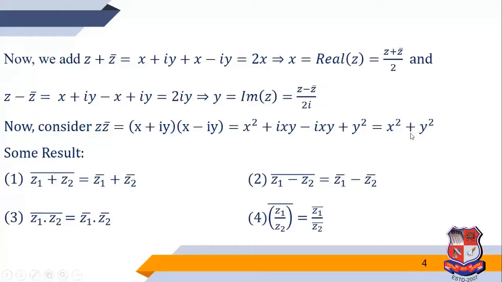Now some results are there. First result, conjugate of z1 plus z2: we write z1 conjugate, that means z1 bar plus z2 bar. For z1 minus z2 bar, we write z1 bar minus z2 bar. z1 into z2 bar is nothing but z1 bar into z2 bar, and z1 upon z2 bar is nothing but z1 bar upon z2 bar. So these are the results related to the complex number and the conjugate of the complex number.